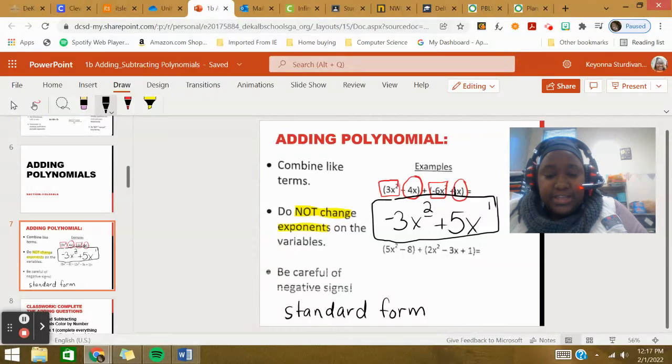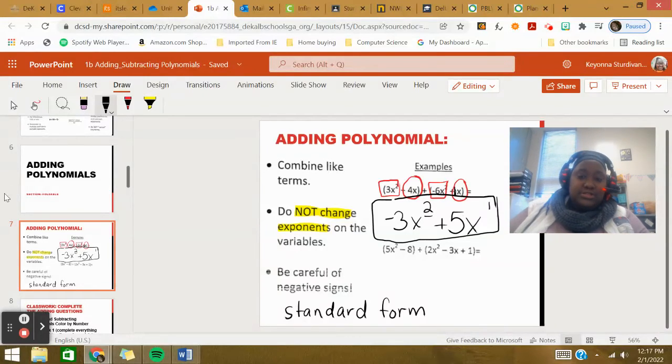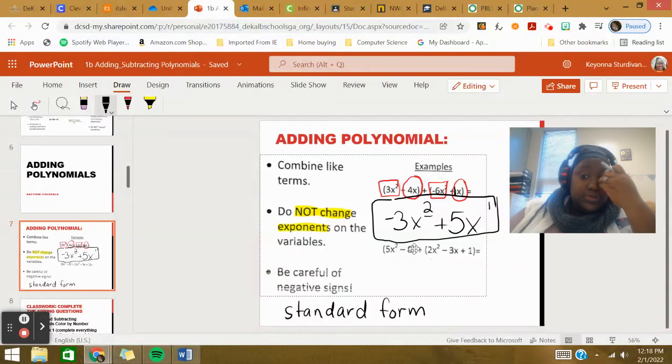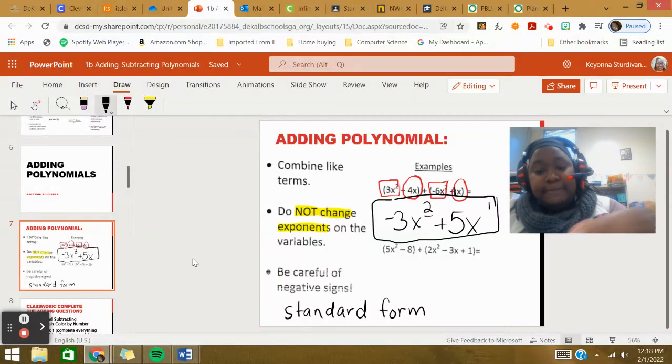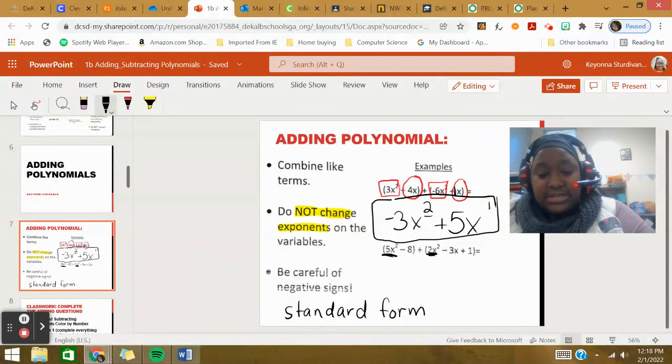All right, the next example we have is 5x squared minus 8 plus 2x squared minus 3x plus 1. So the first thing, again, I would do is to identify what my like terms are. In this case, x squares is one like term. And again, you could underline, do a circle, a triangle, rectangle. And then we have the constants, that's our other like term. So in this case, we have a negative 8 here, and then positive 1 here.